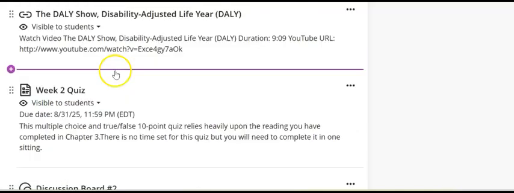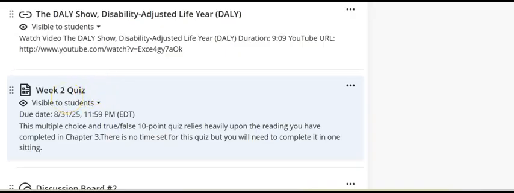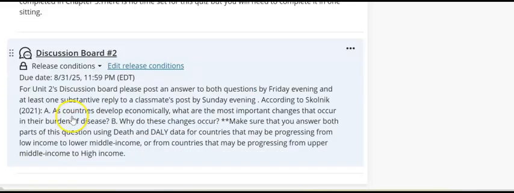Now, the next thing will be a quiz, and this quiz will rely heavily on your readings in Chapter 3. There is no time set for this quiz, so whether you need 5 minutes to answer these 10 questions or whether you need 2 hours, it doesn't matter, but you do have to complete it in one sitting. That means when you click on to this quiz, you need to be ready to go. And we also have a discussion board.